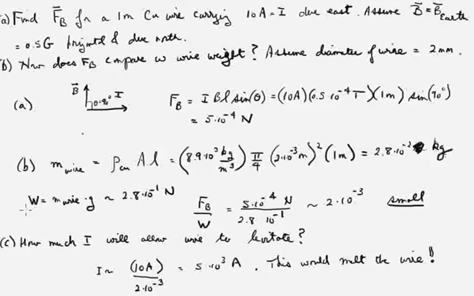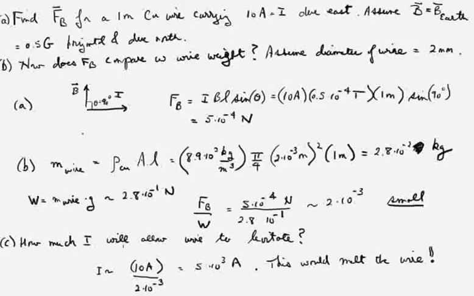And then the weight of the wire is the mass times 10 meters per second squared, again using easy numbers for g, which is 2.8 times 10 to the minus 1 newtons. And so the ratio of the magnetic force to the weight of the wire is 5 times 10 to the minus 4 divided by 2.8 times 10 to the minus 1, which is roughly 2 times 10 to the minus 3, small.